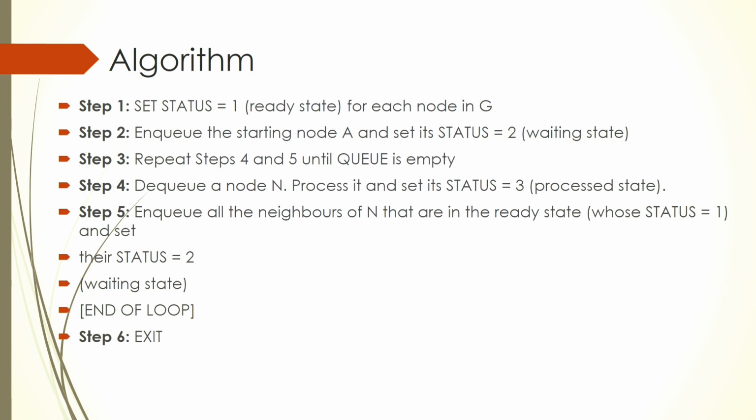Now coming to the algorithm. The algorithm is as follows: set status equal to 1, which is the ready state, for each node in G. Then enqueue the starting node A and set its status equal to 2, which is the waiting state. Then repeat steps 4 and 5 until Q is empty.